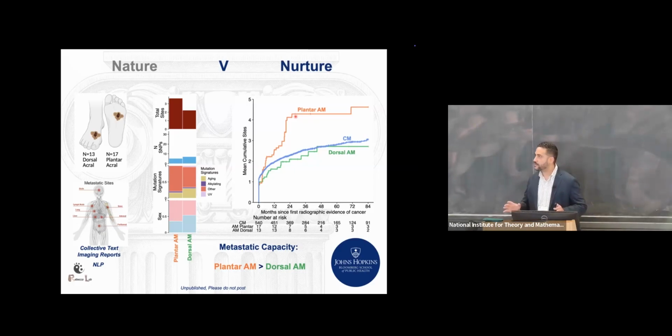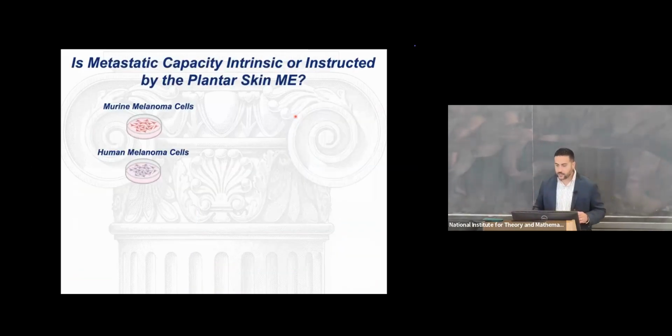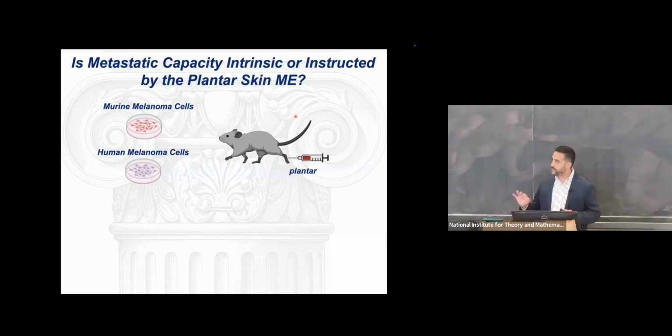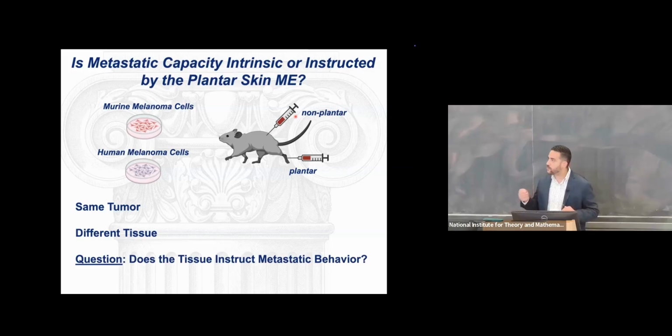So these are certainly interesting data, but we then asked, is there a way to potentially better experimentally test this variable of nature versus nurture in a controlled way using mouse models? And so over the last 5 years, our laboratory has optimized a series of orthotopic mouse models where we keep constant the tumor cell. We either use murine melanoma cells or human melanoma cells. We keep that constant, and the only thing we're changing is the tissue we're implanting these tumor cells in, either the plantar skin to model acral melanoma or in the non-plantar skin of the flank to model cutaneous melanoma. So same tumors, different tissue, and we're asking the question, does the tissue instruct the metastatic behavior we're seeing clinically?